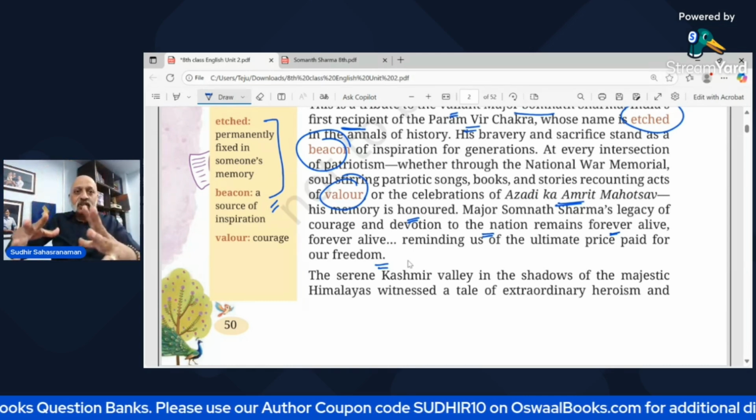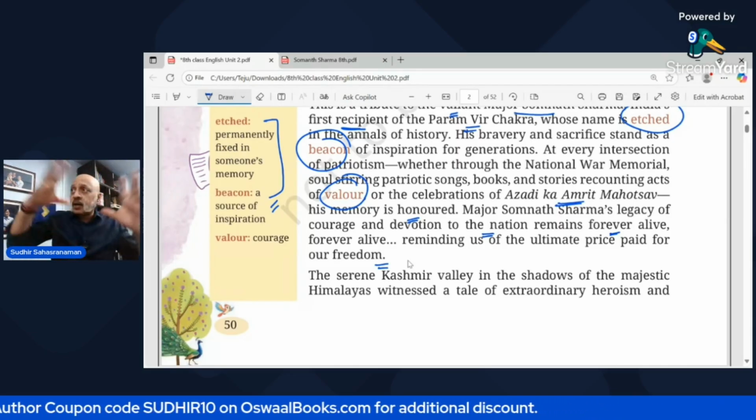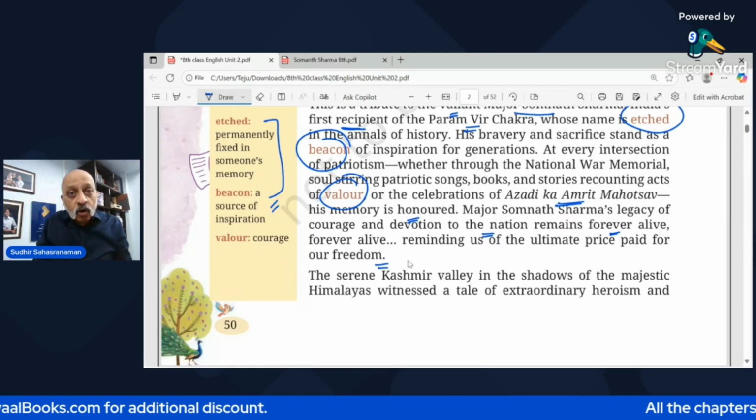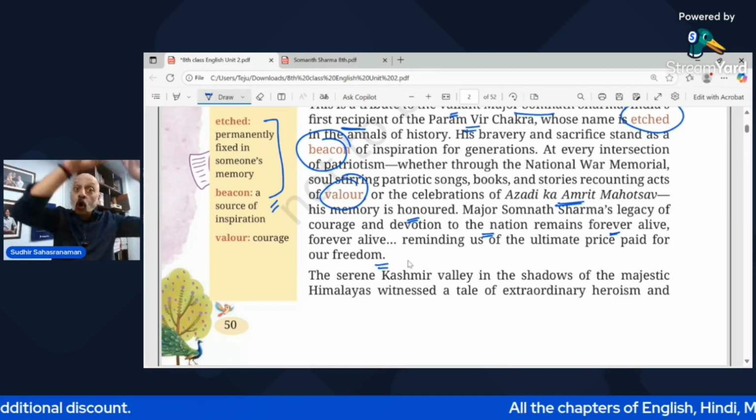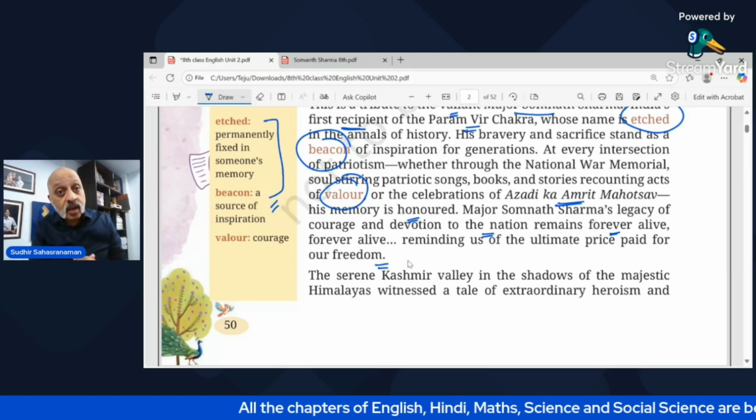Just imagine Hyderabad, the entire modern day Telangana, parts of Maharashtra, parts of Karnataka. If it was not part of India, it would be a big hole in the middle of India. Or Junagadh, or Kashmir right at the top of India, right? Where Maharaja Hari Singh was ruling.